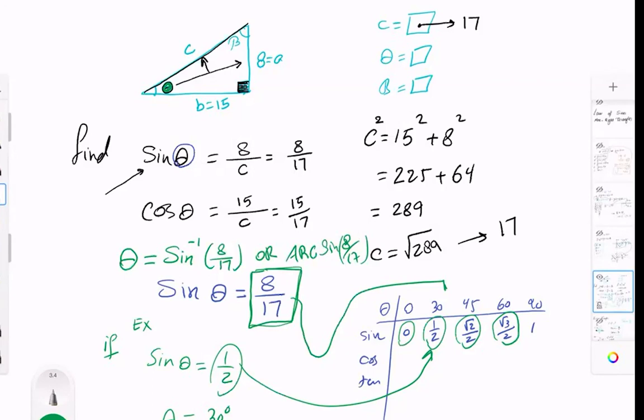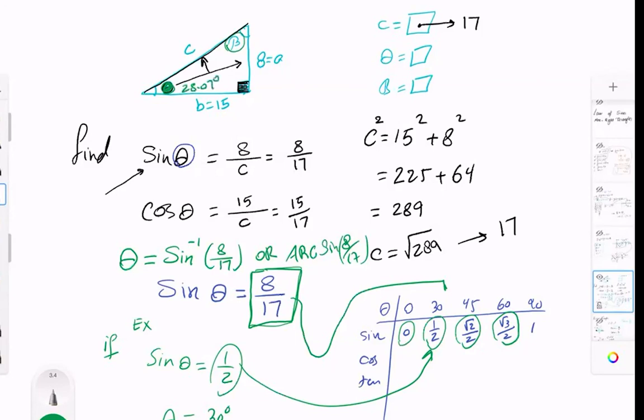And how do we solve for beta? How do we solve for beta, Megan? You would do the inverse sine of 8 over 17 equals theta. Very good, but that's the long way. Can you tell me what is theta? Do you have a calculator handy? I got 28.07.